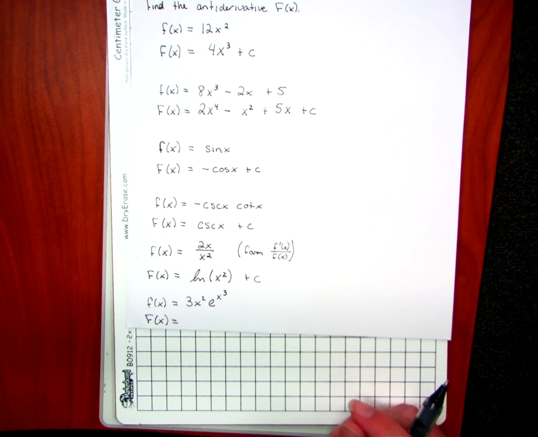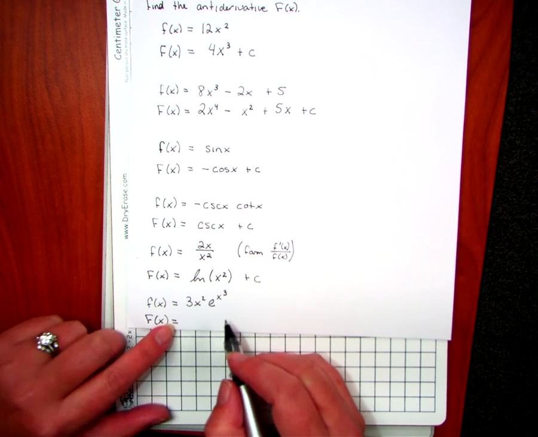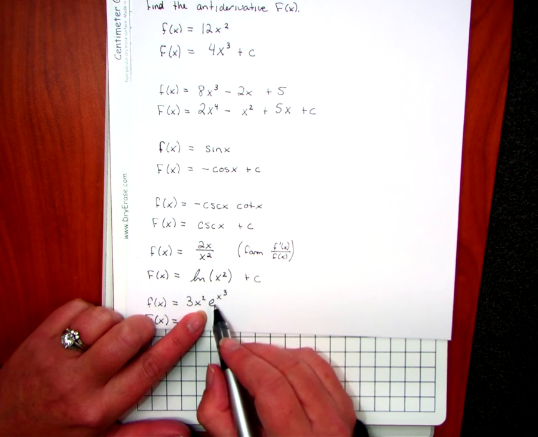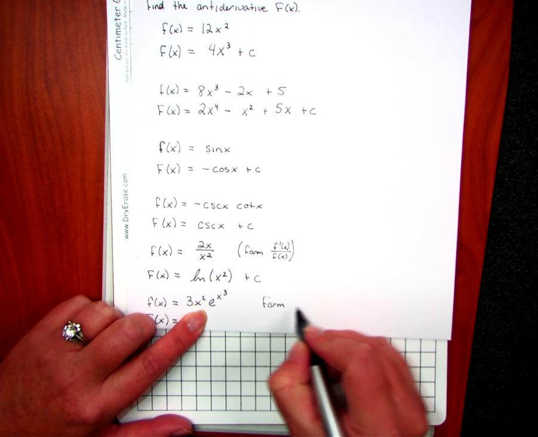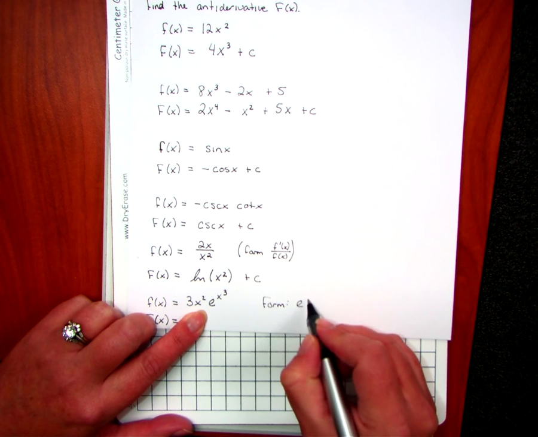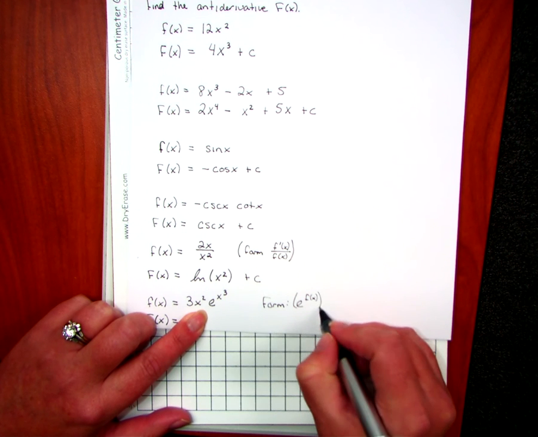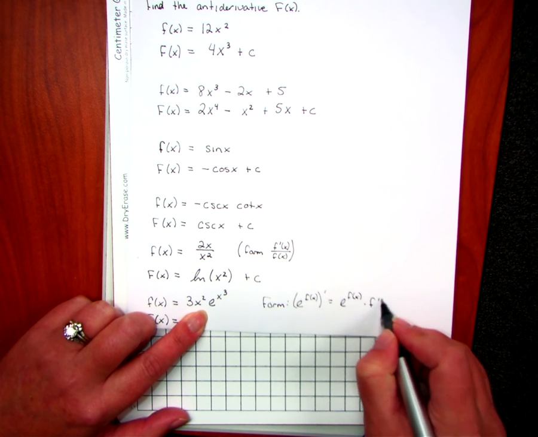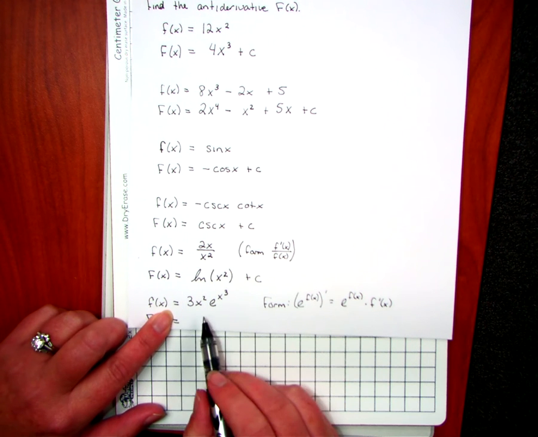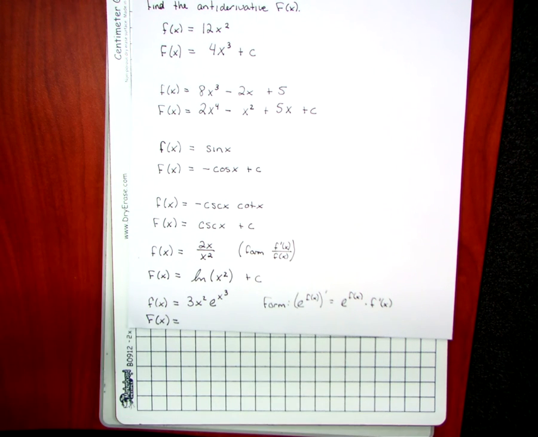So you notice we have an e, and the derivative of e to the x is just e to the x. But when we have e to the x cubed in here, the derivative of e to a function of x, remember, if we differentiate this, we're going to get e to the function of x times the derivative of f. So if you notice, this front part here, 3x squared, is just the derivative of x cubed. Okay, so it fits this form of e to a function times f prime.